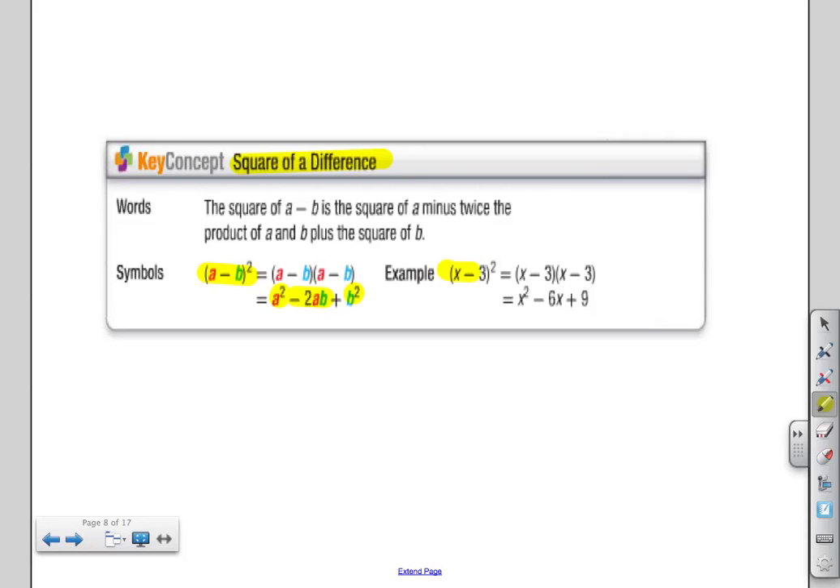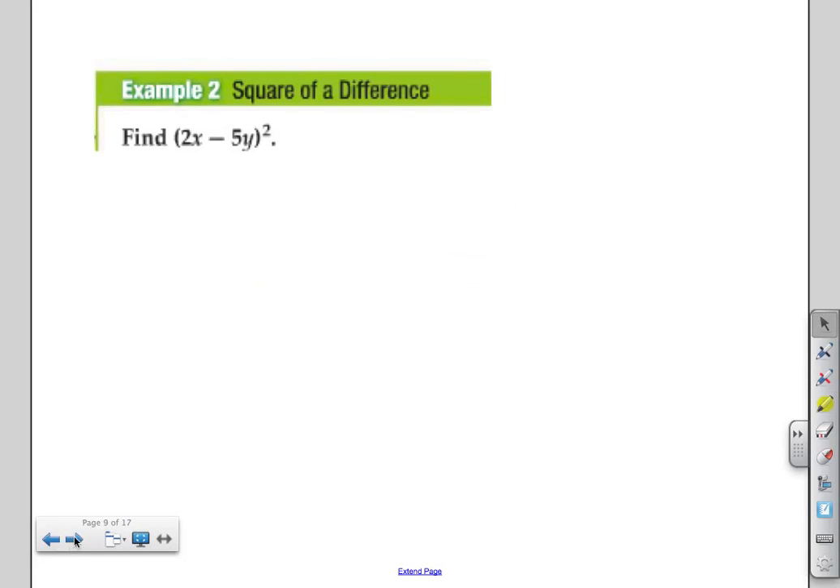In numbers, let's look at the quantity x minus 3 squared. So our x's are squared. The negative 3 times negative 3 is going to give us our 9, and twice the product of a and b, so 3 times x times 2, is going to give us a negative 6x. And that's the pattern you'll see with the square of a difference. Again, of course, you know a difference indicates a subtraction problem.